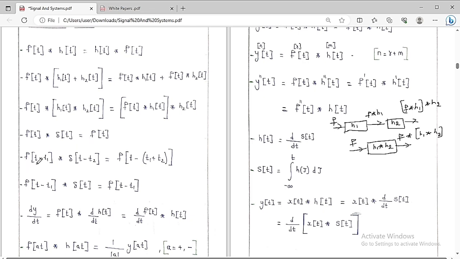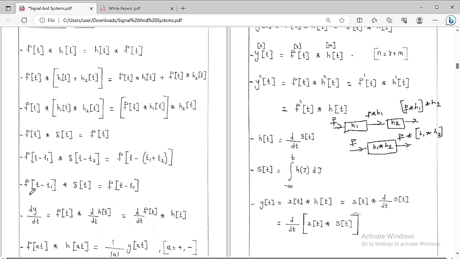Then f of t minus t1 convolution delta of t minus t2 is equal to f of t minus (t1 plus t2). This one I have already told you. So this formula, we have just discussed, right? f of t minus t1 convolution delta of t minus t2 is equal to f of t minus (t1 plus t2).